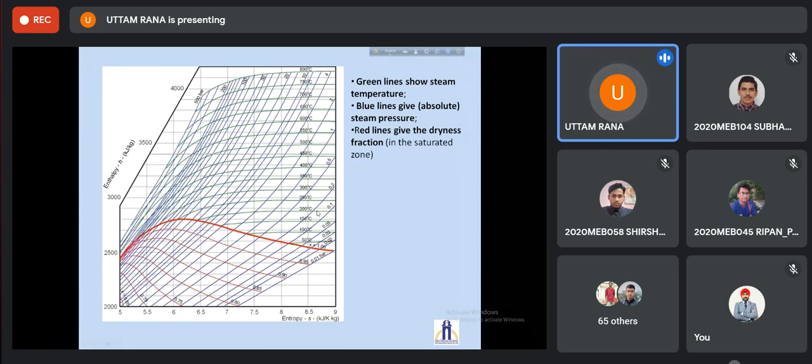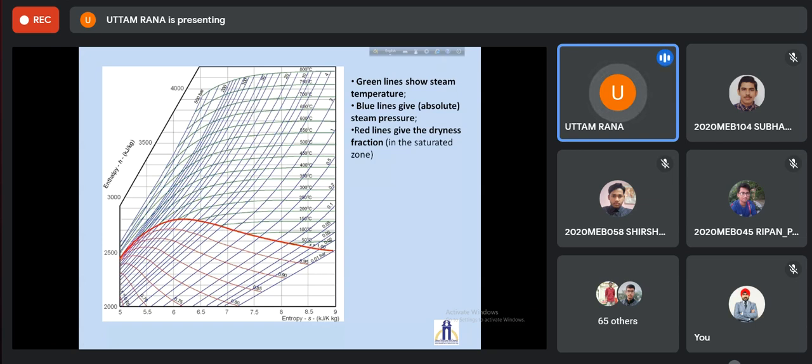Let us say somebody says that my pressure is 0.2 bar and temperature is 150 degrees. So the 0.2 bar line meets the 150 degree centigrade line. Here it is 0.2 bar, and the 150 degree centigrade temperature line is basically this one. Where does it cut? That will be the state point.